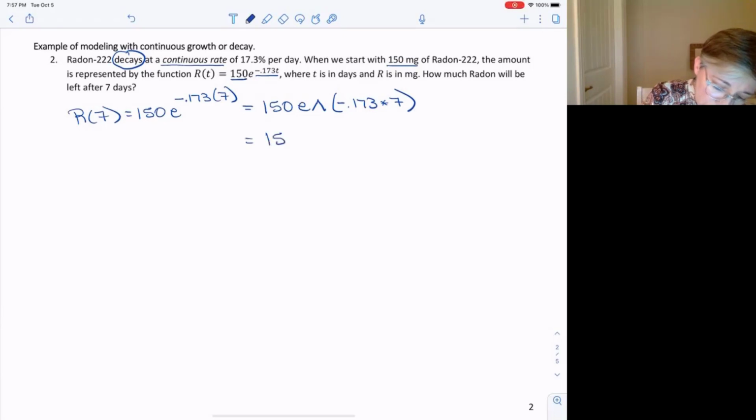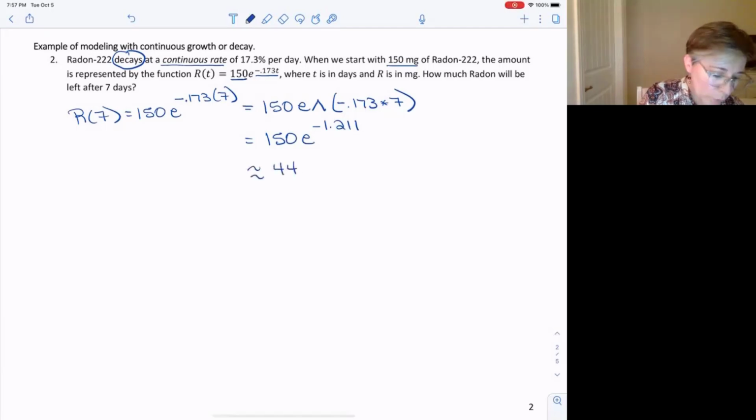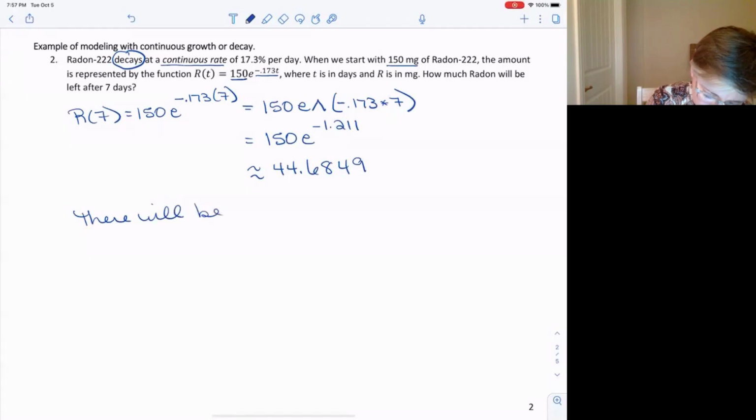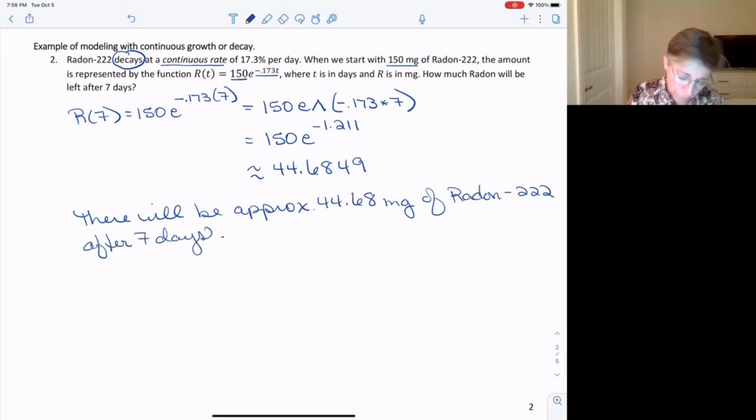Otherwise, if you're using a scientific calculator, you can go ahead and multiply that, which will give us an exponent of negative 1.211. And if we put all of that in our calculator, we get approximately 44.6849. So this tells us there will be approximately 44.68 milligrams of radon 222 after 7 days.